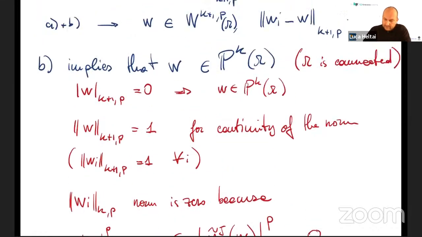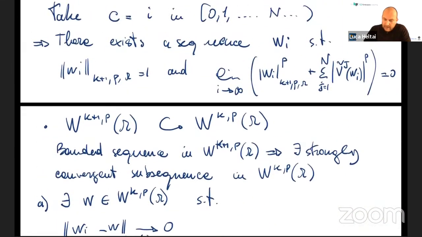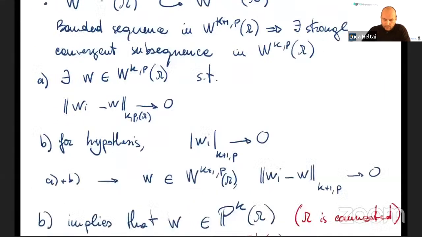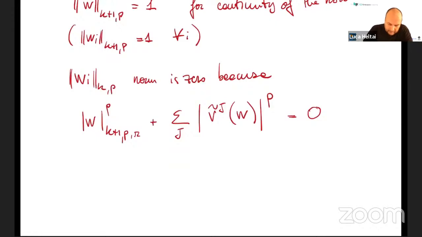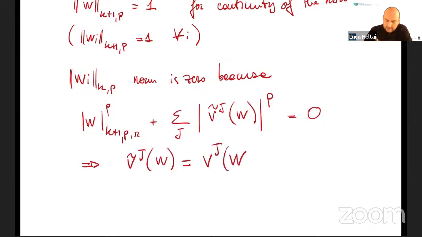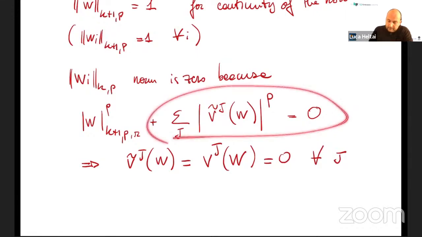We already know this because we asked exactly that the limit for i that goes to infinity of this is equal to 0. So this is what we asked by our hypothesis. So what we know is that the sum of these on W^{k,p} is equal to 0, which implies in particular that W tilde j applied to W is equal to V_j applied to W. And the reason why this is V_j applied to W is because W is a polynomial of order P_k. It's a polynomial in P_k. And this is equal to 0 for every j.